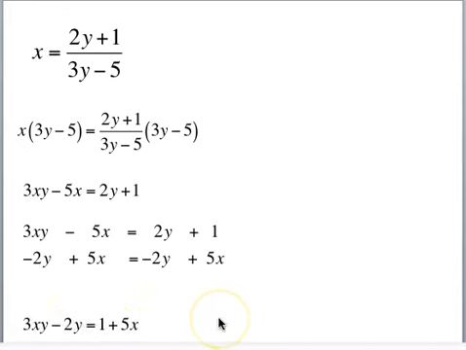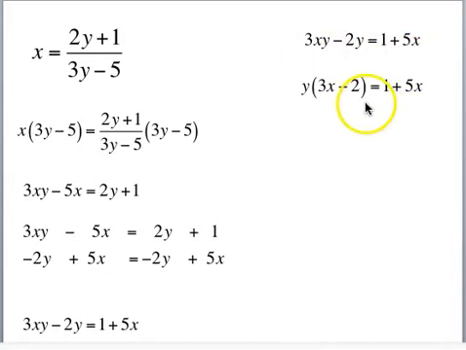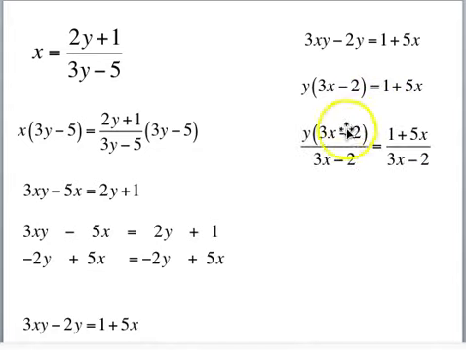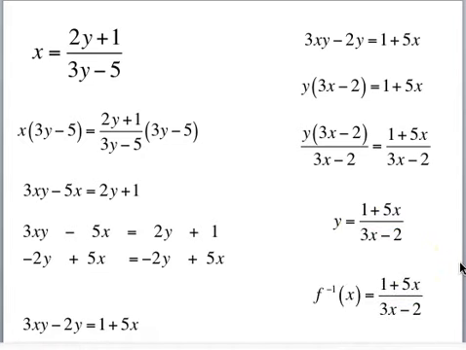Now I've got to solve for y. I will factor the y out of that left side. So if I factor out this y, it'll be y times the quantity 3x minus 2. Divide both sides by 3x minus 2 to get y by itself. 3x minus 2's cancel. And I have y is (1 plus 5x) over (3x minus 2). And that, of course, is our inverse function. So f inverse of x will equal (1 plus 5x) over (3x minus 2) after a lot of significant algebra.